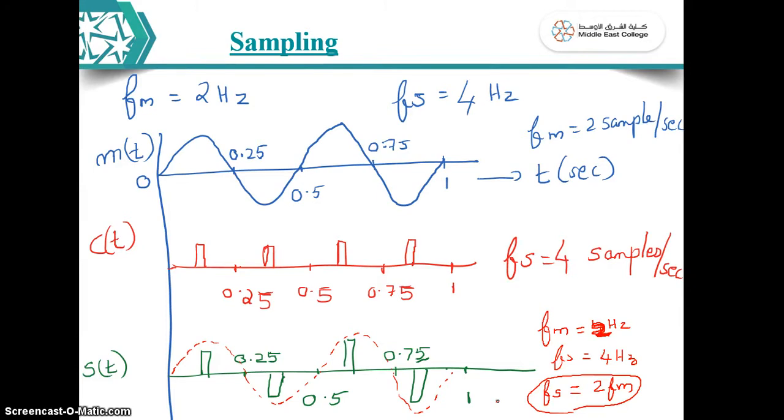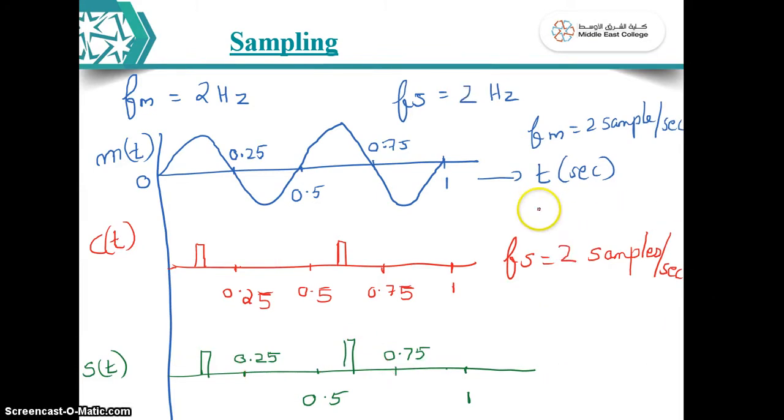Now see another case. Here I am taking Fs as 2 samples per second. Only 2 samples I am taking. So now I have the message signal, and I have only 2 samples here. Now try to reconstruct. The transmitted signal will be something like this. Try to reconstruct the signal. I don't have anything else, only 2 samples. So I am maybe just able to reconstruct something like this. I cannot get this shape. I cannot get this frequency of the message signal.